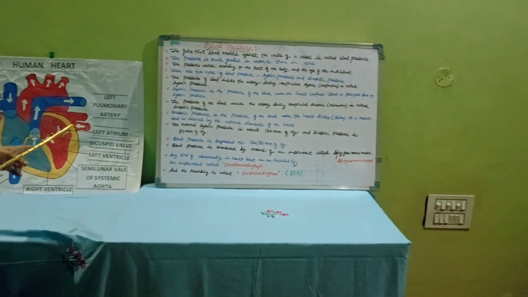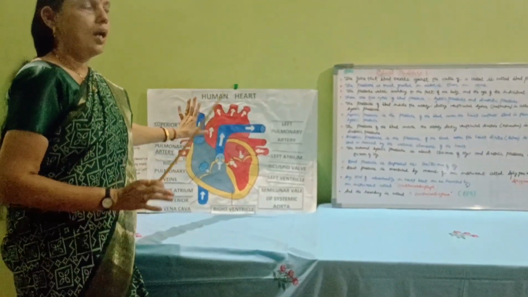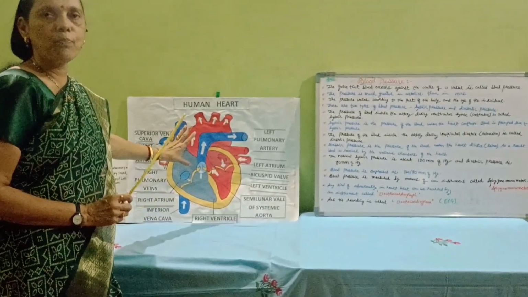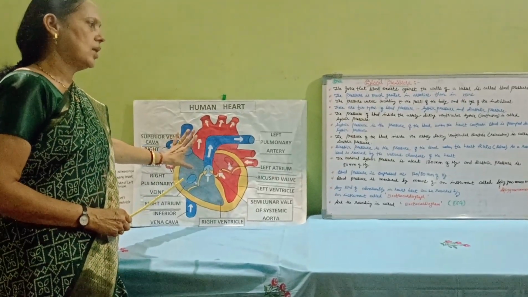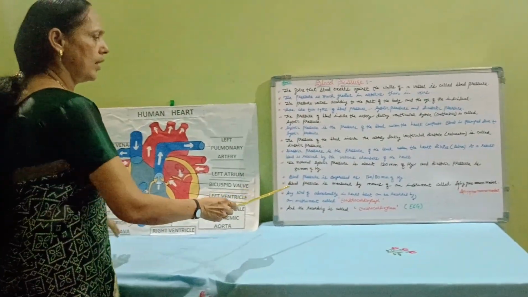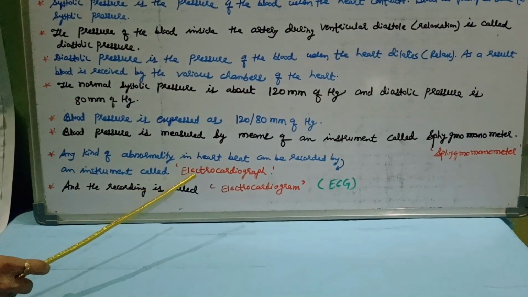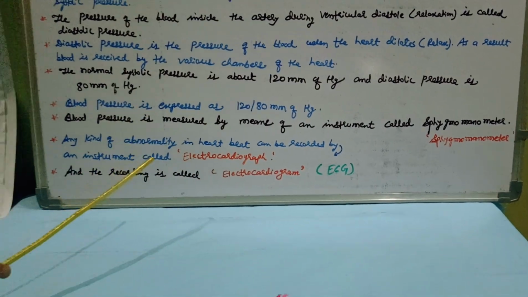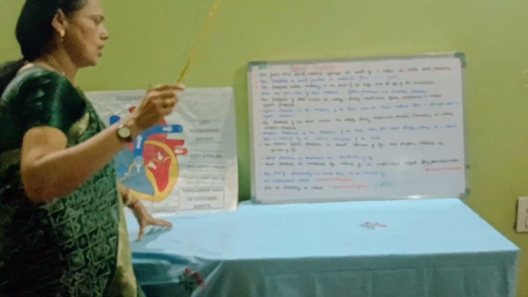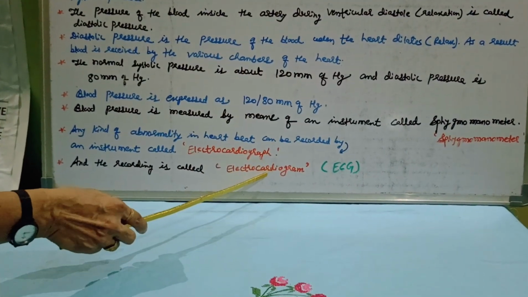Now, if the structure and working of the heart is functioning smoothly, then it doesn't matter, and we are a normal person. But if any type of abnormality or problem arises in the heartbeat, it can be recorded by checking our ECG. Any kind of abnormality in heartbeat can be recorded by an instrument called the electrocardiograph. When doctors check the ECG, they are checking the recording, and that recording is called the electrocardiogram.